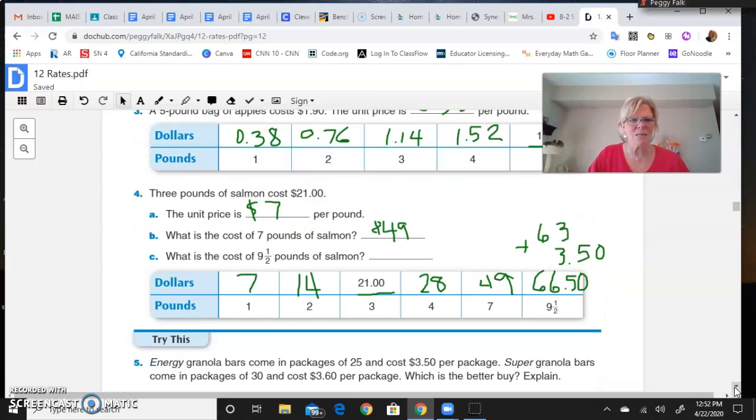Okay, 3 pounds of salmon. For the unit price, we were given $21 for 3 pounds. So you divide that, you get $7 a pound, 14 for 2, 28 for 4, 49 for 7, and then $66.50. So basically you do 9 times 7 would be 63, and then we need half of 7, which would be $3.50. So 63 plus $3.50 is $66.50.